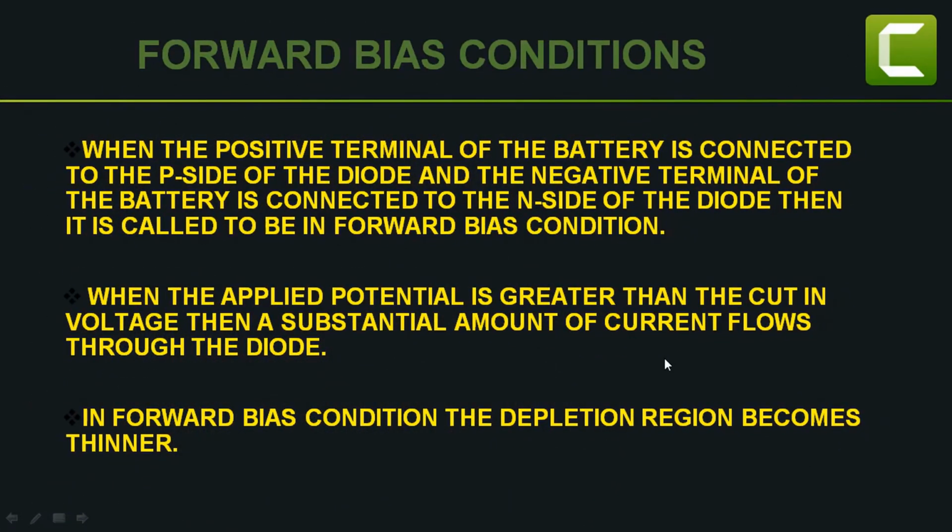The next topic is the forward bias condition, which is very important for the p-n junction diode. When the positive terminal of the battery is connected to the p-side of the diode and the negative terminal of the battery is connected to the n-side of the diode, it is called the forward bias condition. When the applied potential is greater than the cut-in voltage, a substantial amount of current flows through the diode. In forward bias condition, the depletion region becomes very thin.